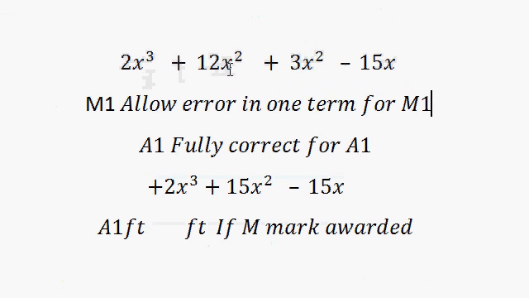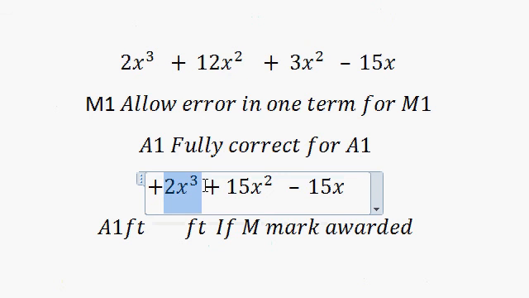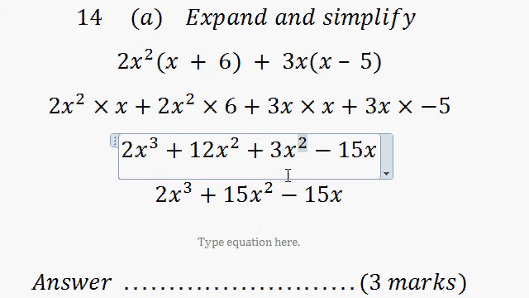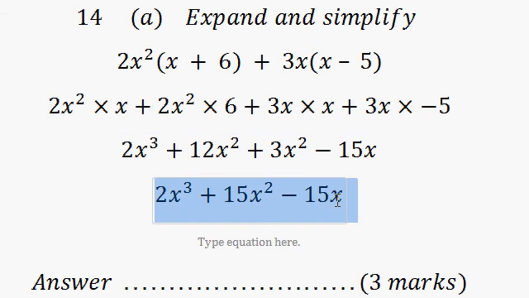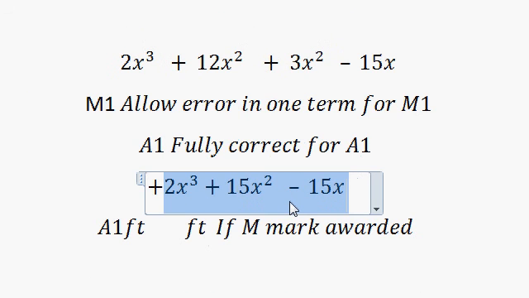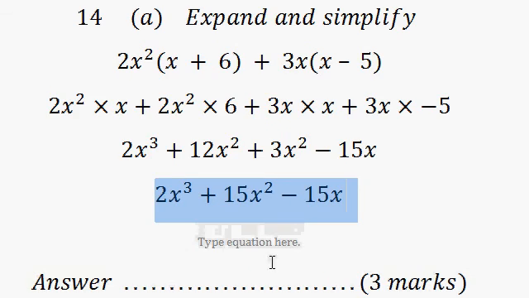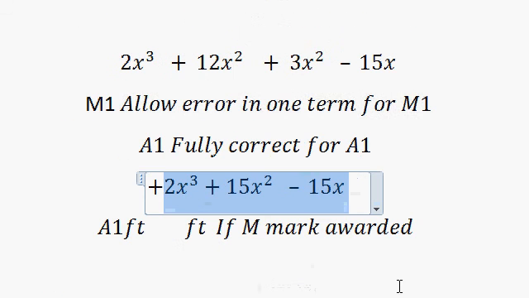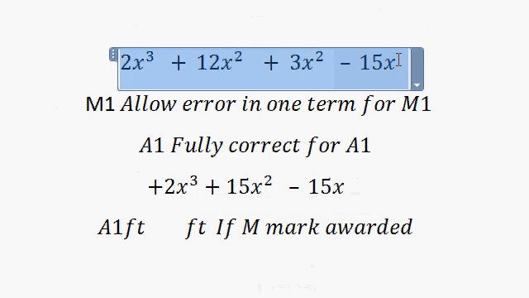So the final answer is 2x cubed plus 15x squared minus 15x, which is what we got here. 2x cubed plus 15x squared minus 15x. Give yourself 3 marks if you got that. Give yourself 1 mark if you wrote this down, or if you made one error in one of the terms. And other than that, you get 3 marks.